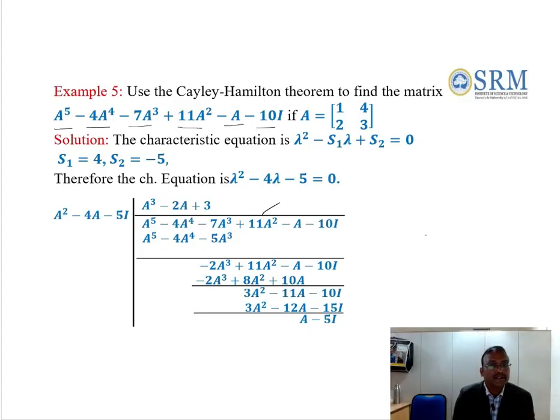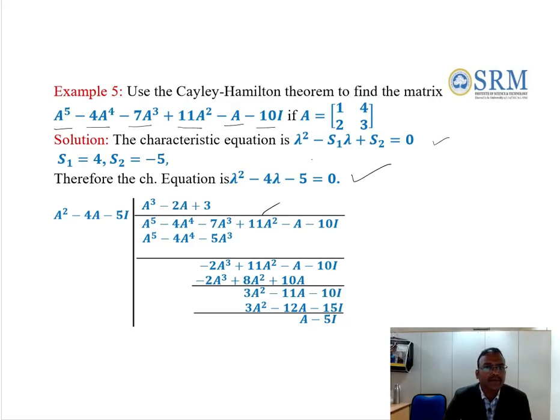Even if it is a 2 cross 2 matrix, finding such a polynomial is very difficult. Why? Because it is a matrix equation. Okay, for this, first we have to find out the characteristic equation. For a 2 cross 2 matrix, the characteristic equation is lambda square minus S1 lambda plus S2 equal to 0, where S1 is the sum of the diagonal, that is 4, and S2 is the determinant of A, that is minus 5. Therefore, this characteristic equation is lambda square minus 4 lambda minus 5 equal to 0.